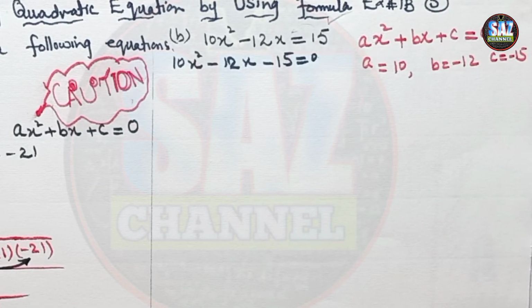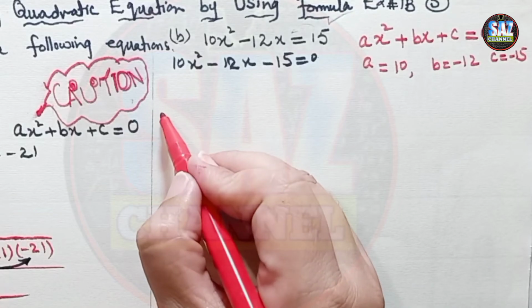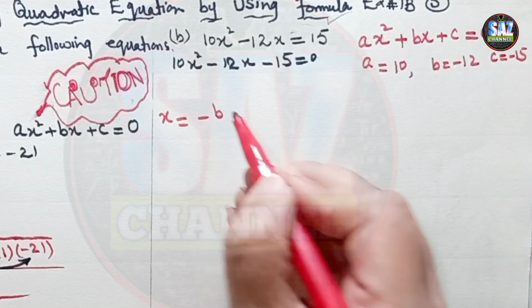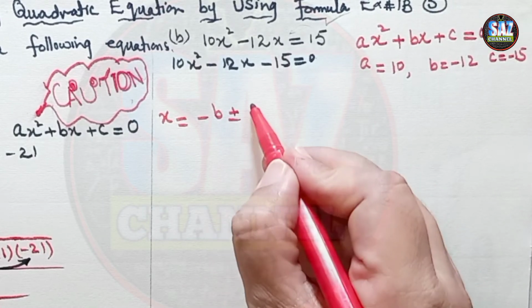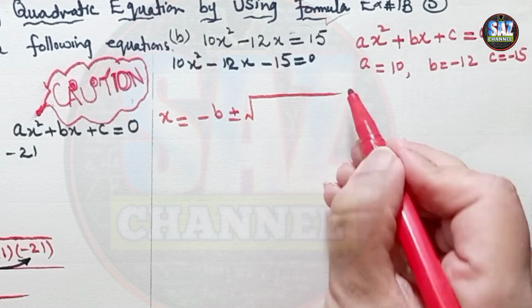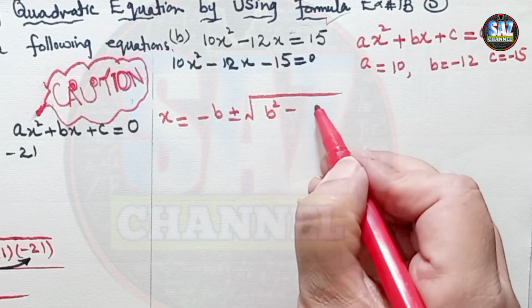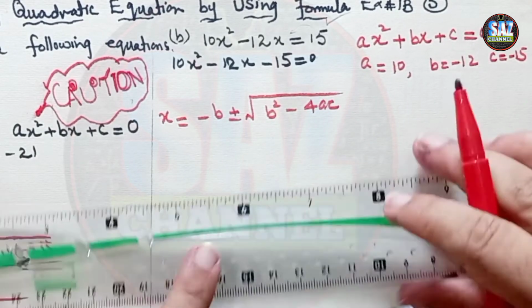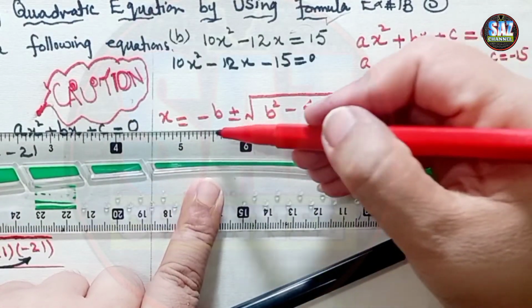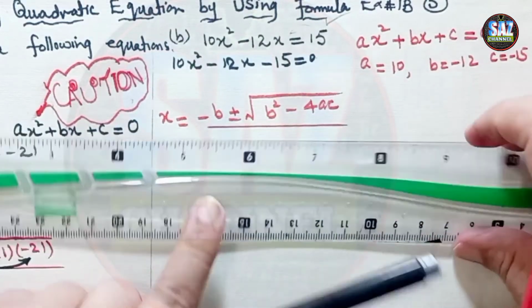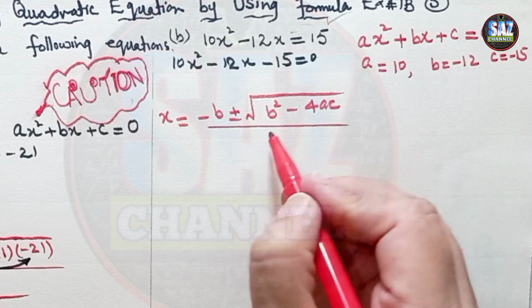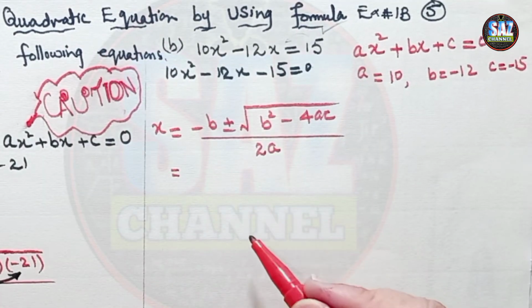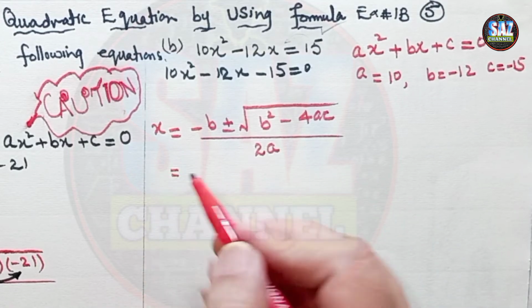Now it's time to go for the quadratic formula, which is x equals minus b plus minus square root of b square minus 4ac, divided by 2a. I am repeatedly writing the formula, and I always ask my students to write down the basic formula and then insert the values.